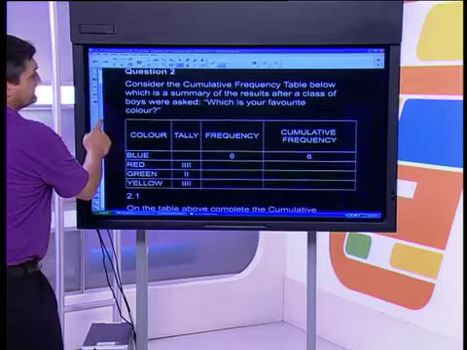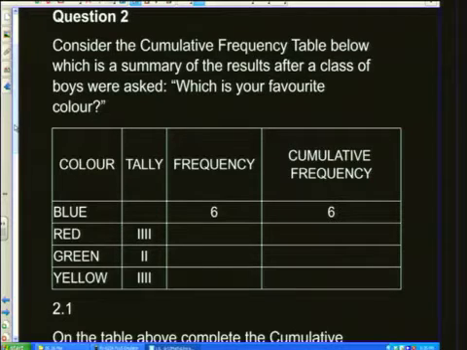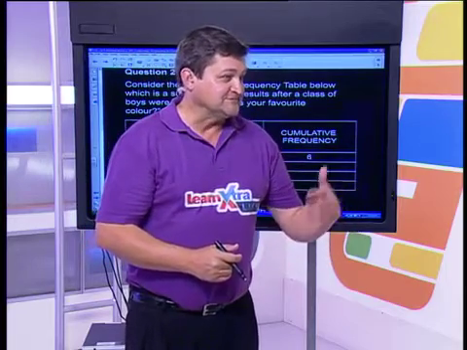Let's have a look at our next question today. Right. Consider the cumulative frequency table below, which is a summary of the results after a class of boys were asked, which is your favorite color? Now, we haven't seen this word yet. James, do you know what a cumulative frequency table is? Okay, so that means no. Wayne, do you know what it is? Look in the camera, tell them directly what is a cumulative frequency. Well, I guess a cumulative frequency is like a shorter version of saying accumulate of everything. So everything put together. We got a brain here. Right, so it's a collection of all the data.